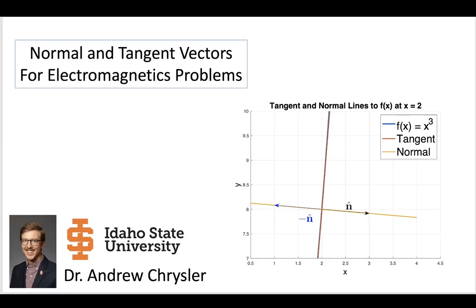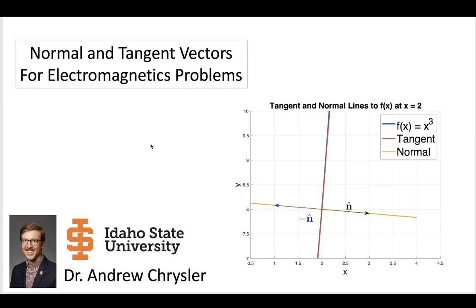Now let's find normal unit vectors to this line, x cubed. In the previous videos, we found two lines, a tangent line and a normal line. But now we want to find these unit normal vectors. These are vectors with a magnitude of 1 that are normal to the line x cubed at this particular point.